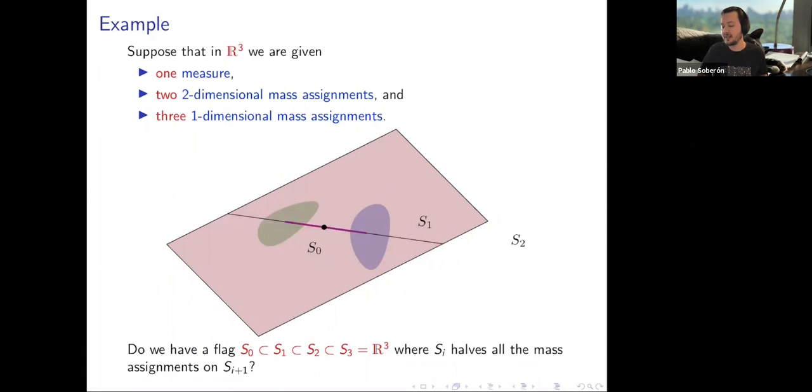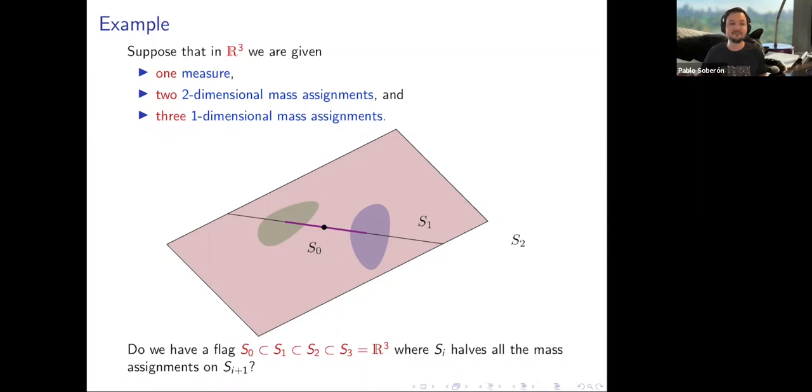We did get some freedom here by reducing this number from 3 to 1. So we should be able to have many options for S2. And the question is, does the freedom I gain by reducing the number of measures translate to me being able to split more mass assignments on the final line? And the answer here is yes.